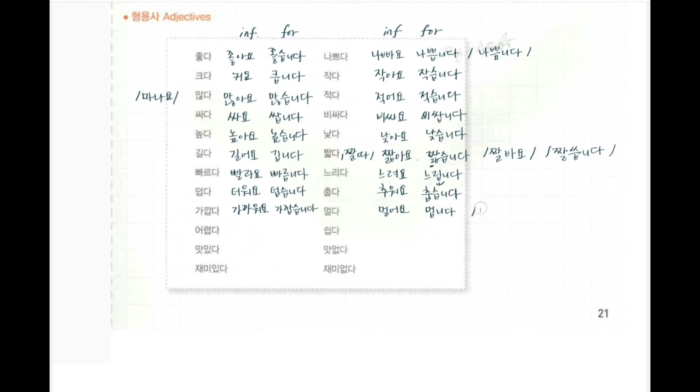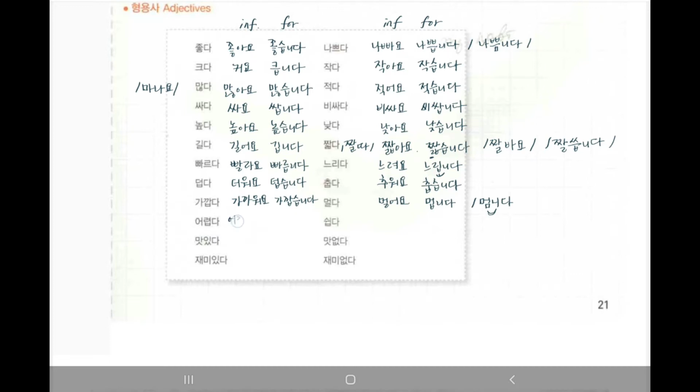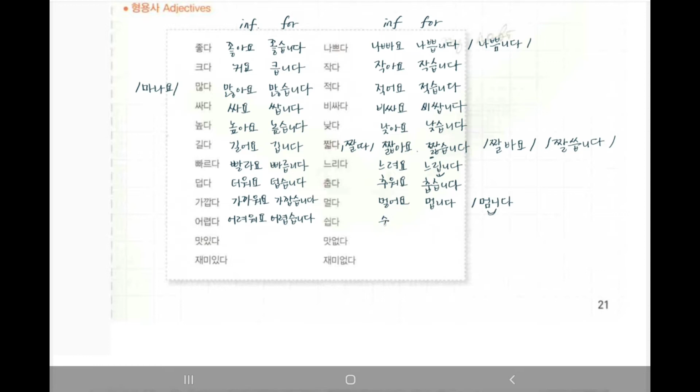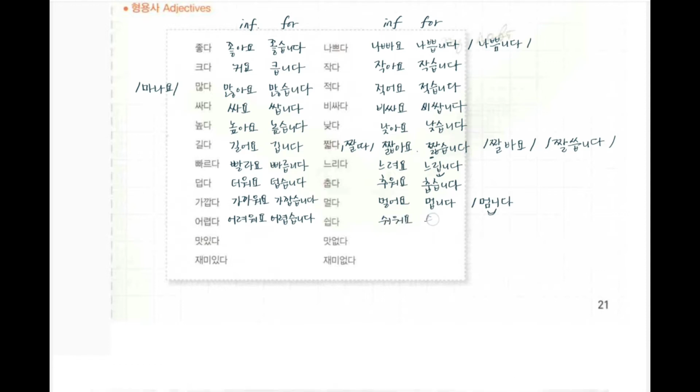멉니다. Pronunciation, 멉니다. So basically, nasalization. 자, 어렵다, to be difficult. 어려워요. 좋아요. 자, formal ending. 어렵습니다. Repeat it until you get used to it. 자, 쉽다. To be easy. 어떻게 말해요? 쉬워요. Then how about formal? 쉽습니다. 자, 맛있다 봅시다.